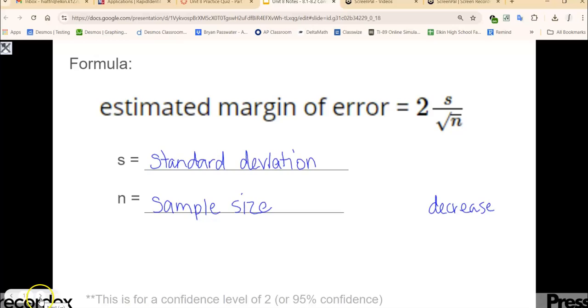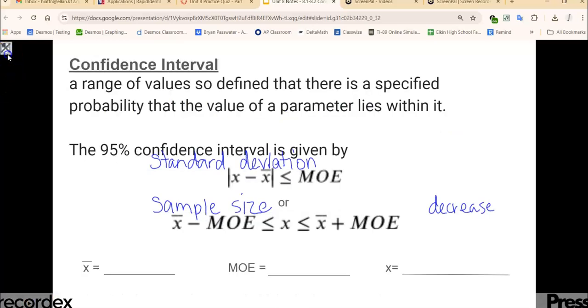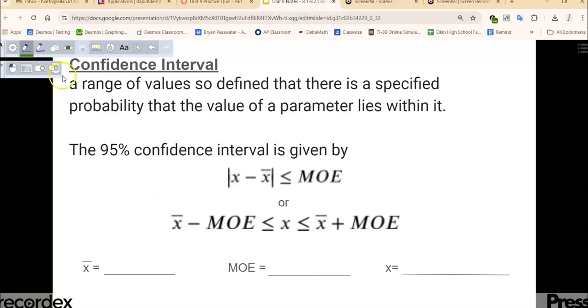So let's do a problem. Actually, no, here's our next one. The margin of error can be used to find the confidence interval. And this is a range of values, so to find that there is a specified probability that the value of a parameter lies within it. The 95% confidence interval is given by this equation here. Now this looks very complicated, but all you're really going to do is add and subtract the margin of error to the mean of the data.